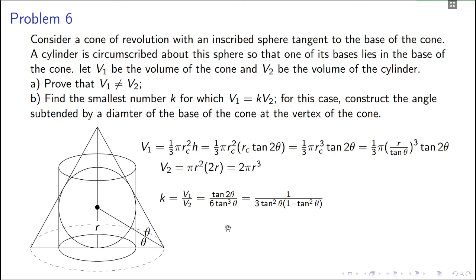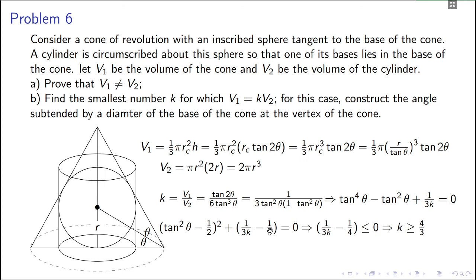So yeah, r cube will go, and you will have everything in terms of tan theta. So tan 2 theta, you convert it to tan theta by 1 minus tan square theta, and simplified, basically you will get a quadratic. So you can look at a discriminant that must be positive, or you can just complete the square. So sum of this and this is 0. So since this is always greater than equal to 0, this must be less than equal to 0. So that gives k greater than equal to 4 by 3.